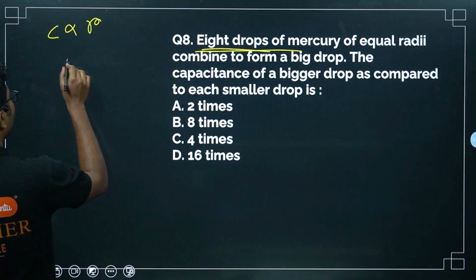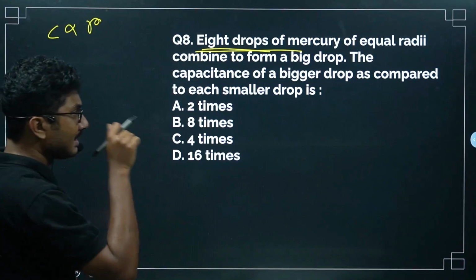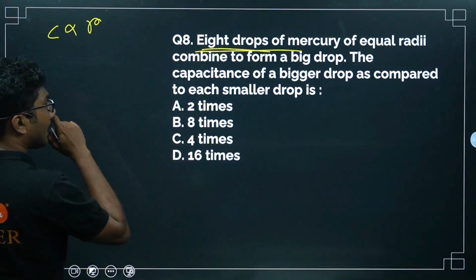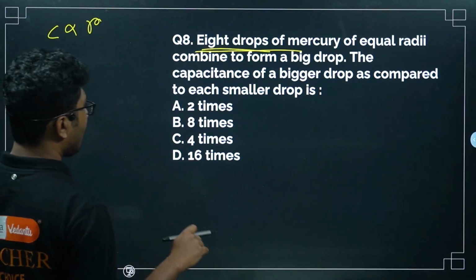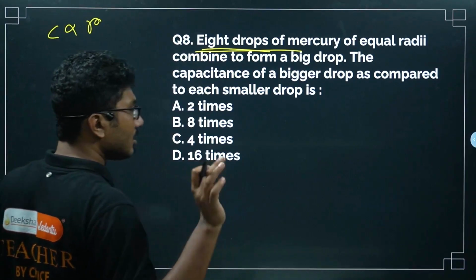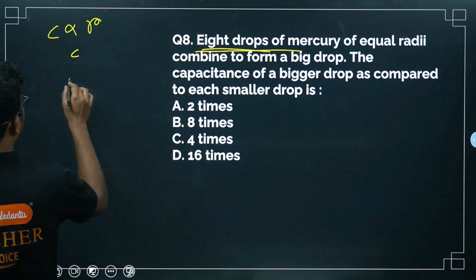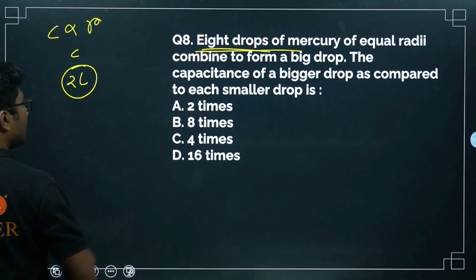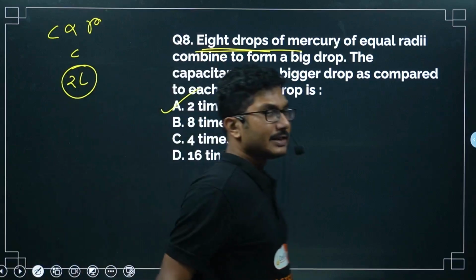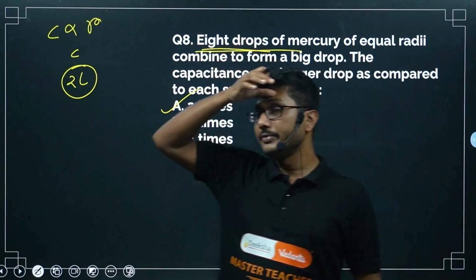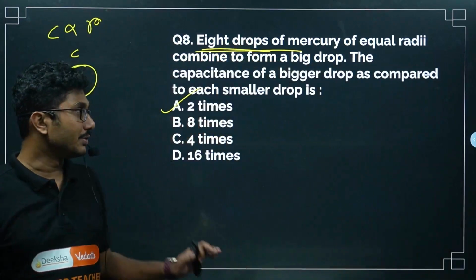So each of the small drops will have a capacitance, say C, and the bigger one will have a capacitance 2C. It is 2 times, because the radius is twice that of an individual drop, so it will be 2C.